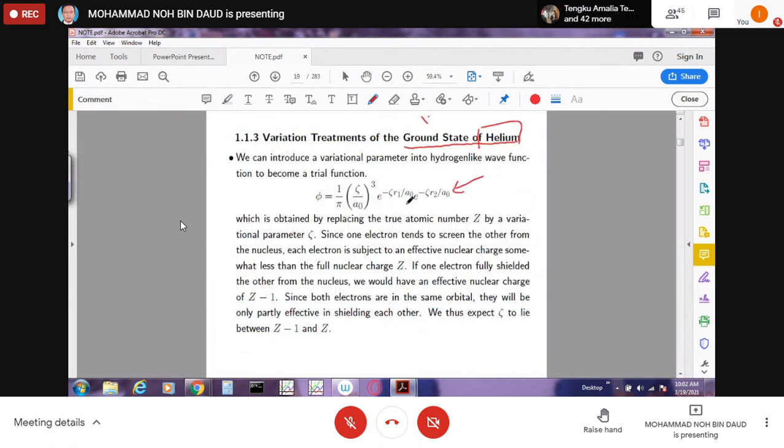This trial function here is from the orbital approximation for the first electron and the second electron. So this is the first electron, this is the second electron. As a function here, we label them as electron 1, electron 2. And these are the orbitals for the ground state here. So we use these 1s orbitals. So this is 1s.